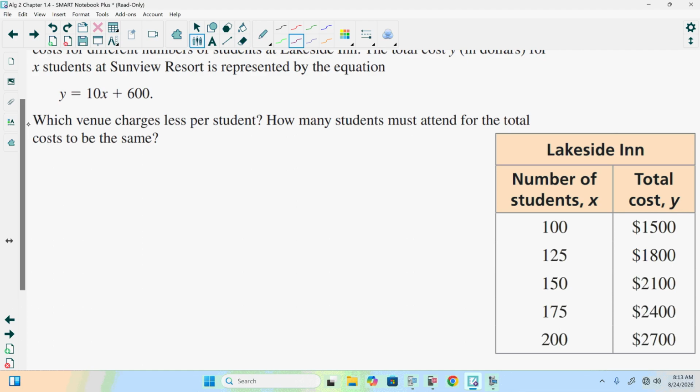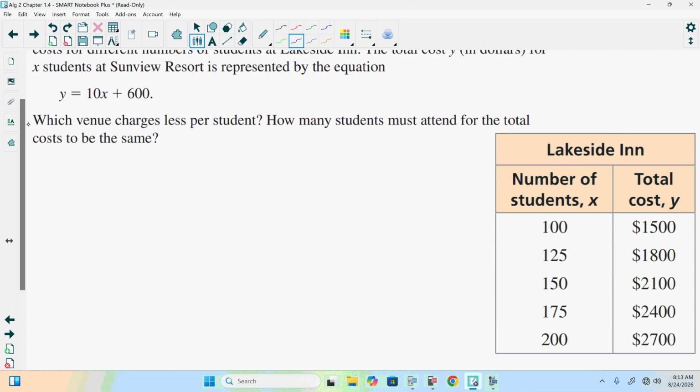So Sunview, y equals 10x plus 600. I'll just call the other one Lake. We have one of the equations already, yes? y equals 10x plus 600, yes? What is the 10 telling me from that there? It is the slope.